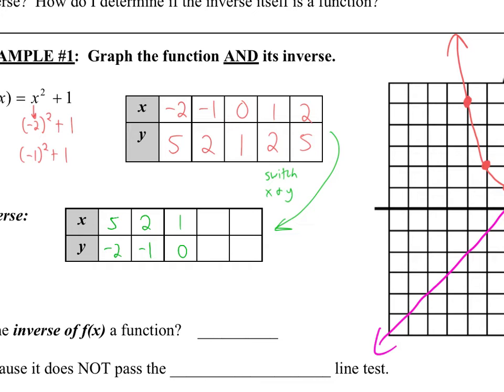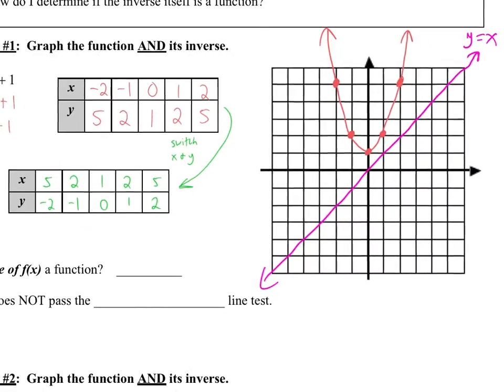Oops, I think I goofed something up there. I actually meant to do 2, 1, and then 5, 2. Make sure I double check this right. So we got 5, -2, 2, -1, 1, 0, 2, 1, and 5, 2. Good. All right, so let's graph these.